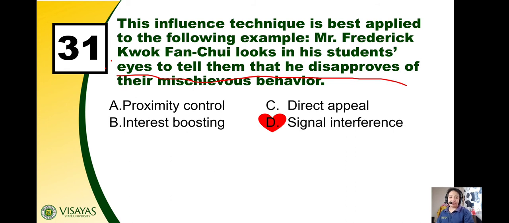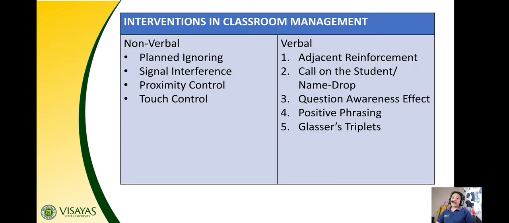So, sige. Alamin natin tong mga to. So, in the intervention in the classroom, we have the so-called non-verbal and then verbal. So, sa non-verbal, we have the so-called planned ignoring. Una is planned ignoring. So, when the student is not behaving well, masyado na siyang makulit, papansin, and what he says is not connected to the lesson, one non-verbal intervention that we can use is to ignore the student.